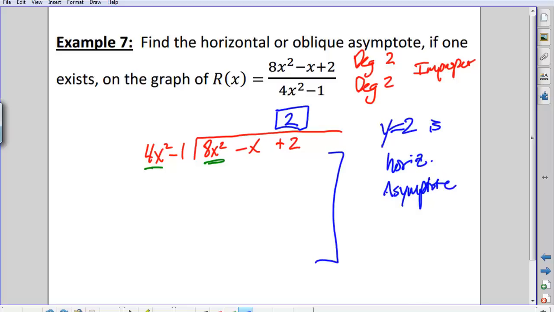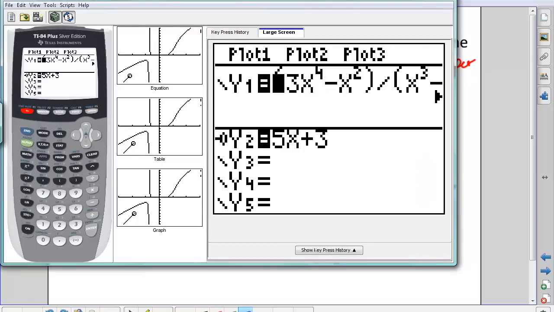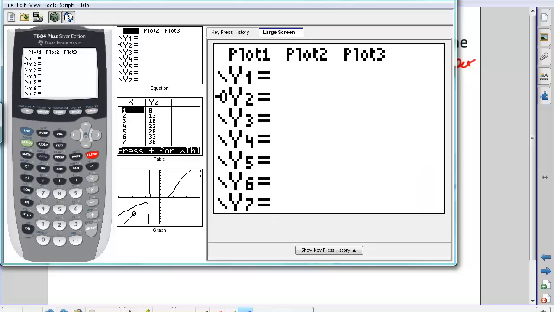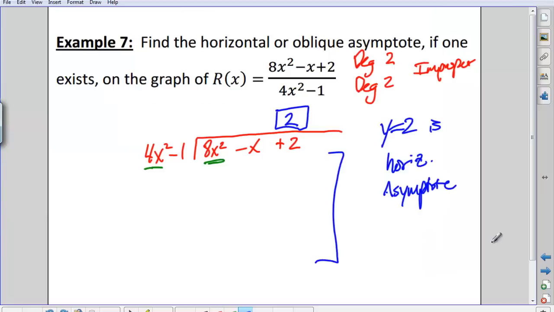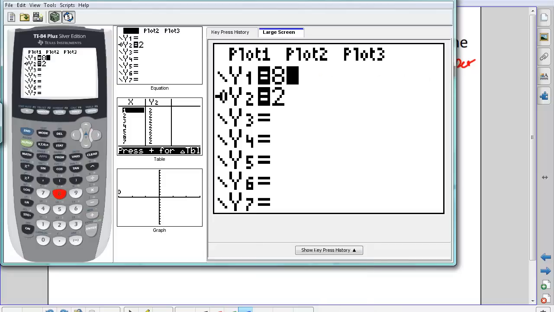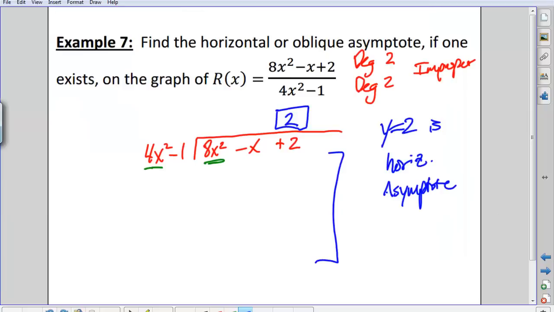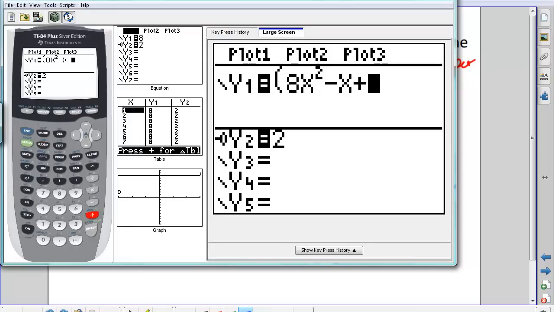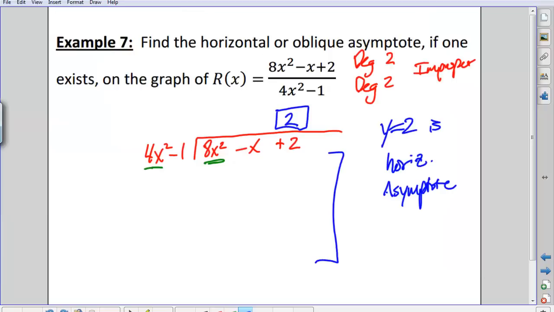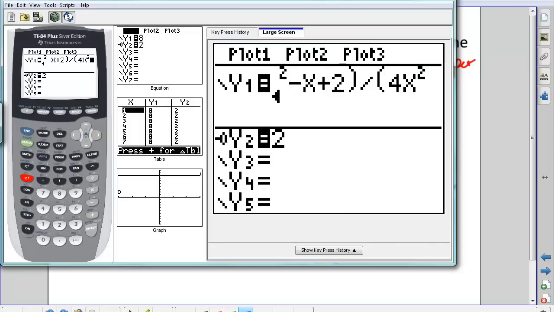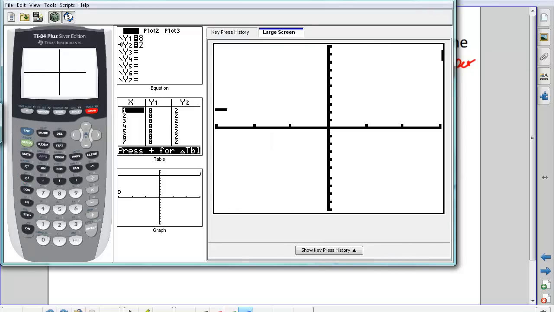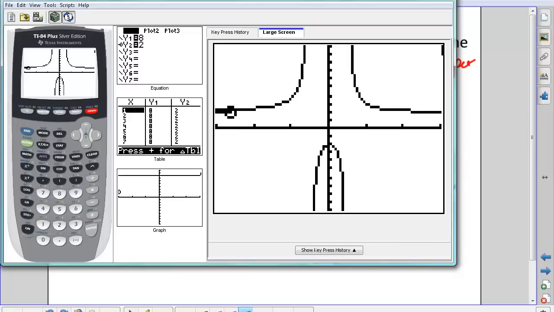And again, you can verify that. You guys are probably getting tired of me graphing all these, but I think it's useful here to see the picture and understand what we're dealing with. 8x squared minus x plus 2 divided by 4x squared minus 1. Here's my original function, and then my y equals 2 asymptote.